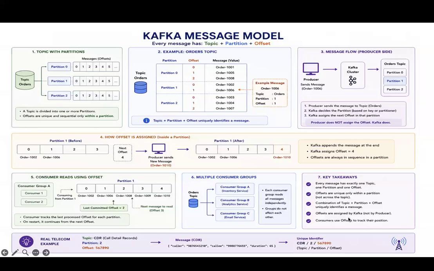Offsets are assigned by Kafka, not by the producer. The producer doesn't know the offset itself. Consumers use offsets to track their position, what they have read and what they want to read further. All these offsets are used by the consumer. Always the consumer fetches the data from the cluster. The cluster won't push the data; the consumer fetches it. That is the main thing here.